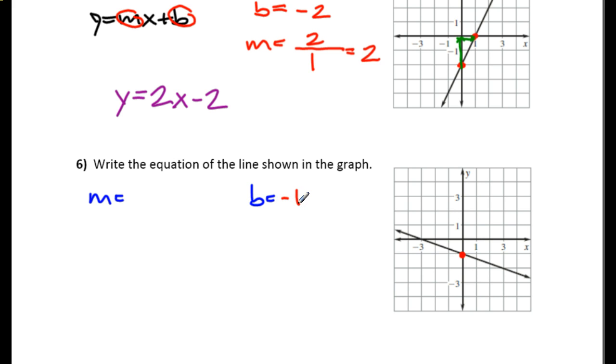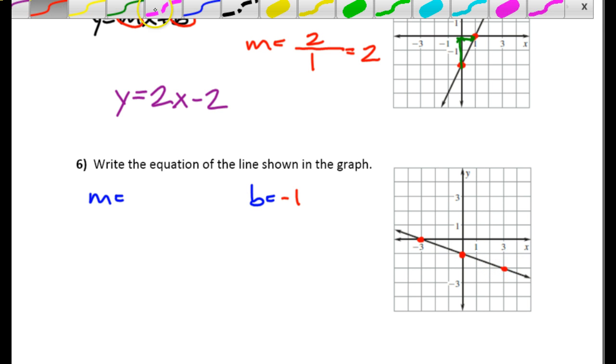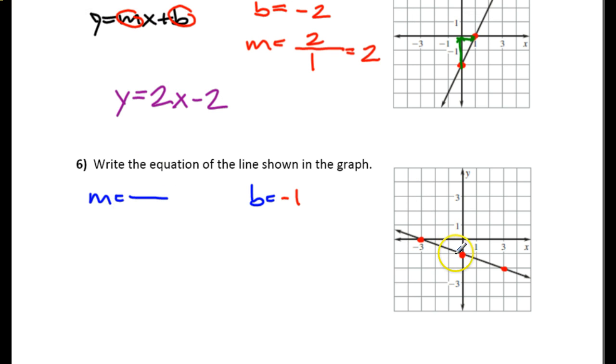So that's the b. And then for the m, I need another dot. That looks like a good dot. That looks like a good dot. Whichever two you want to use. But I do have to remember to do my rise first. So I'm going to use this dot and go to this dot. So here I'm going to rise down 1. So that means my rise is a -1 because I went down 1. And then I'm going to run over this way 3. To the right's positive. That's my slope, -1/3.